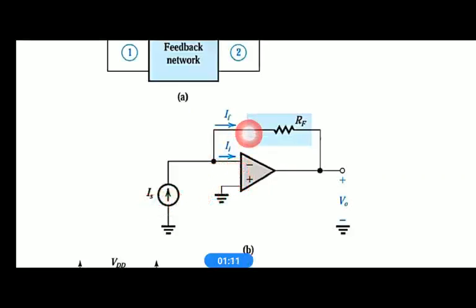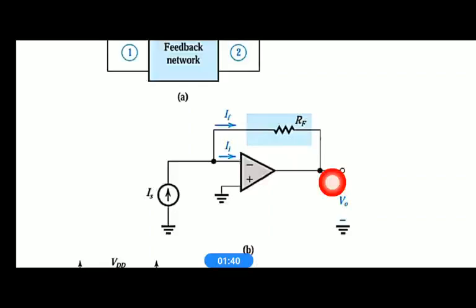If Is is increased, definitely II will increase, which is flowing to the inverting terminal of the op-amp. Since it is increased at the inverting terminal, this will decrease the output voltage V0, because the current at the inverting terminal is increased, so the output voltage is decreased.